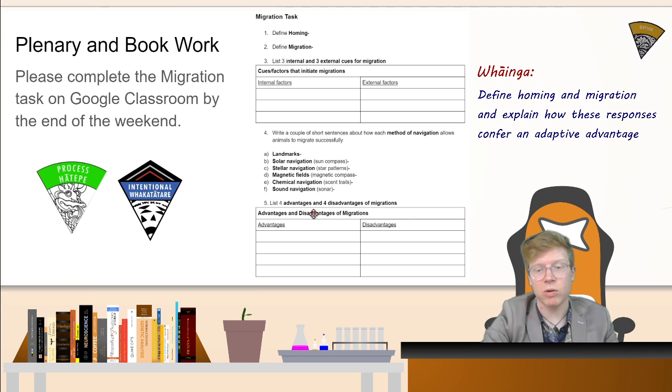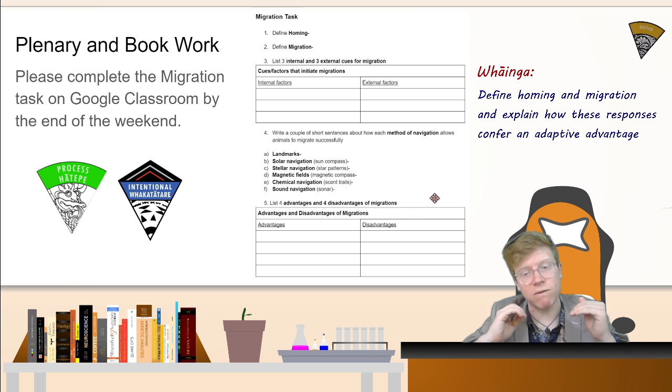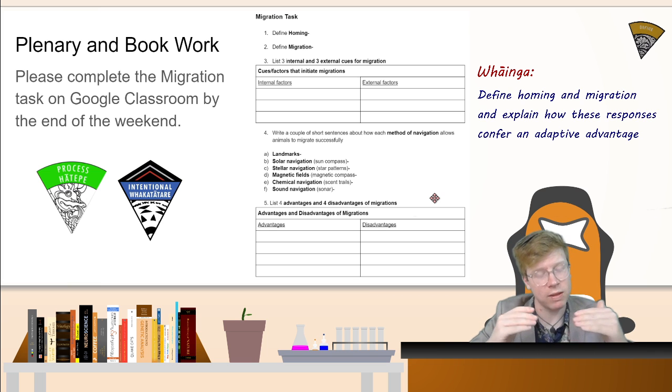We then lastly want you to go through 4 advantages and 4 disadvantages of migration. This is key because when you're writing your final answers in your exam at the end of the year, this is the bit that really gets you those big points. It's about your ability to think about the advantages and the disadvantages to the organism and what that means.